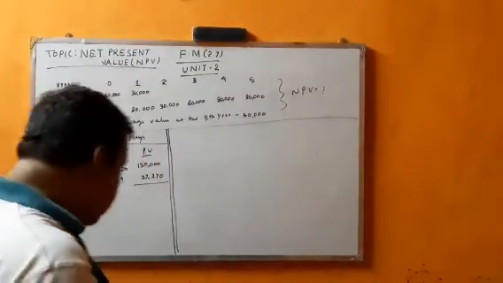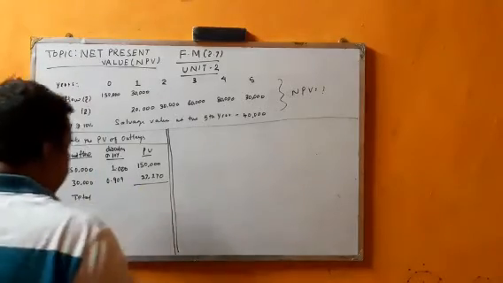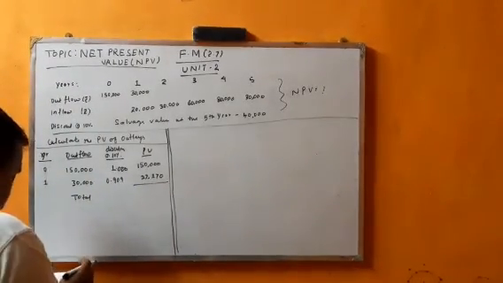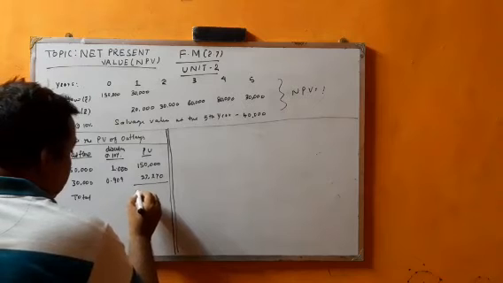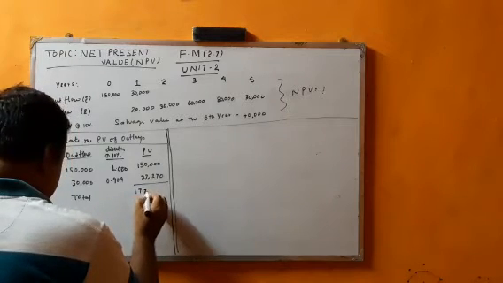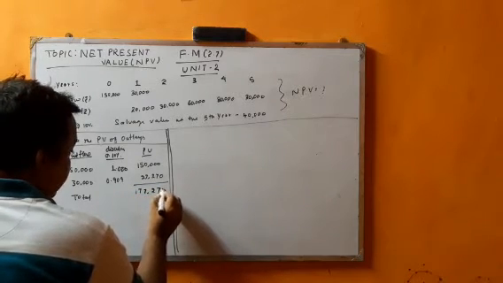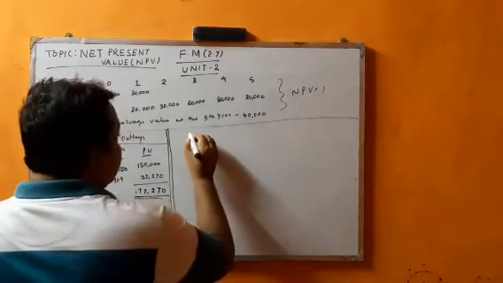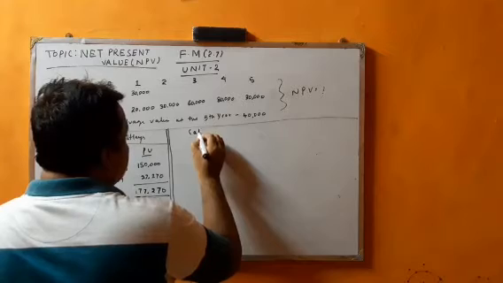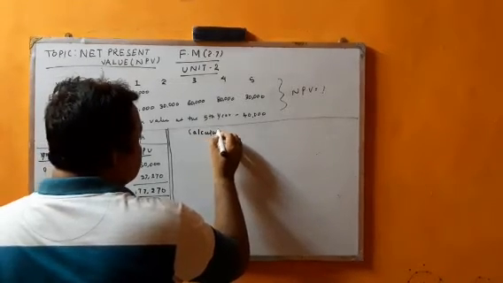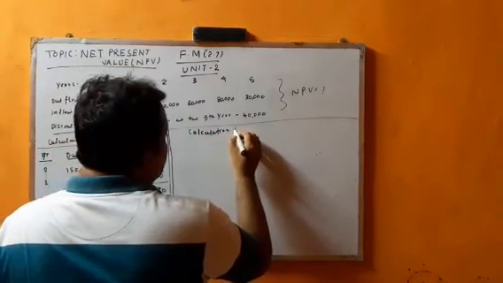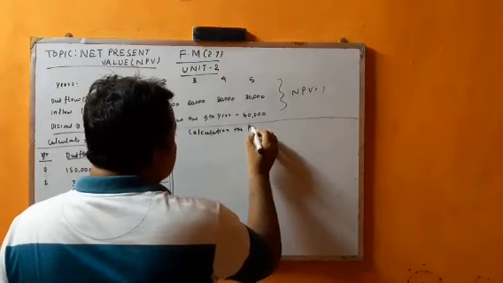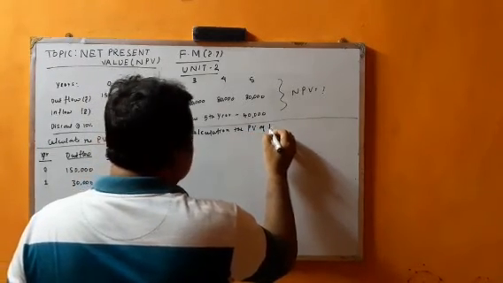27,270. So now we have to add it. If we add it, we will get 1,77,270. Okay, this much. After that, we have to calculate the present value of inflow. Calculation of the present value of inflow.